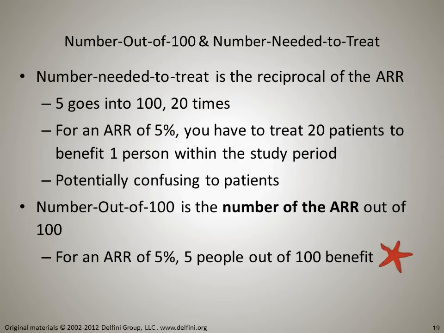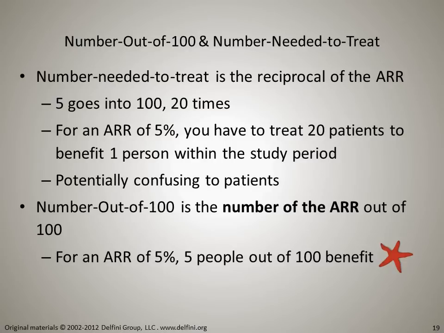Number needed to treat, or the NNT, is the reciprocal of the absolute risk reduction, meaning you are just taking the absolute risk reduction out of being a percentage. For an absolute risk reduction of 5%, you take the number of the percent, 5 in this example, and divide 100 by that number. 5 goes into 100 20 times, so that means for an absolute risk reduction of 5%, you have to treat 20 patients to benefit one person within the study time frame. Note that I said within and not by. We don't know when benefit might happen unless that's been reported in a valid study.